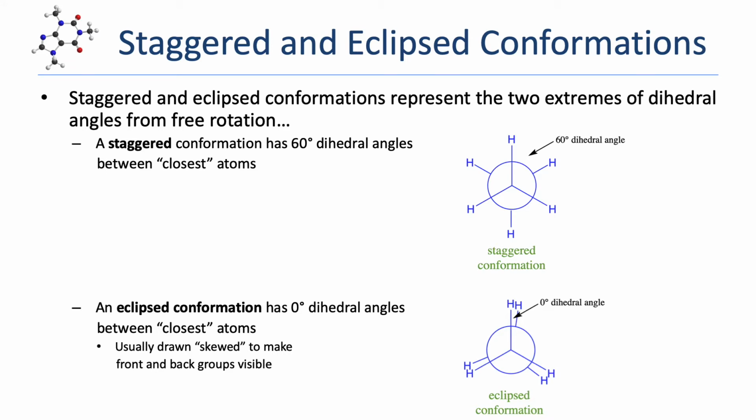And when we draw an eclipsed conformation as a Newman projection, we tend to skew it a little bit. If you drew it perfectly, you actually wouldn't be able to see the atoms and the bonds in the back. So we draw it kind of distorted so that we can see everything in the back. And of course, it's called an eclipsed conformation because that's exactly what's happening, right? The atoms and the bonds on the front carbon are in fact eclipsing. They're hiding the atoms and the bonds on the back carbon.